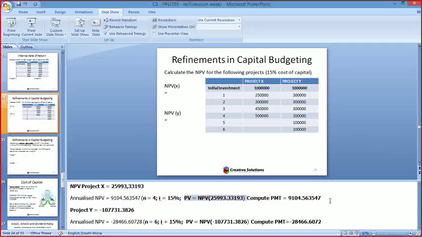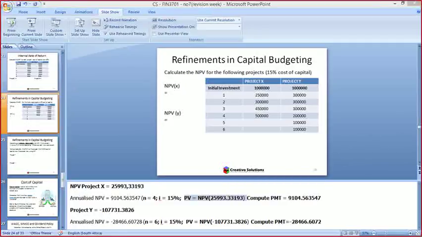Right. 25993.33193 PV. 4 N. 15 I. Payment. No payment, something's wrong. Redo second function, clear the calculator, start over. PV equals.